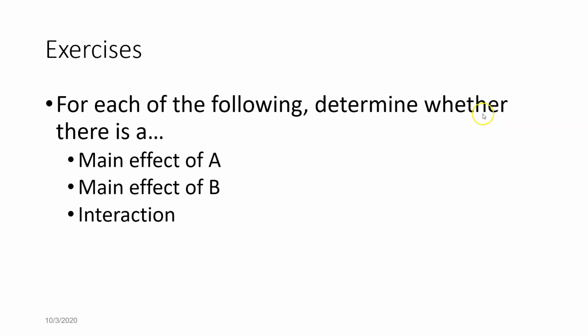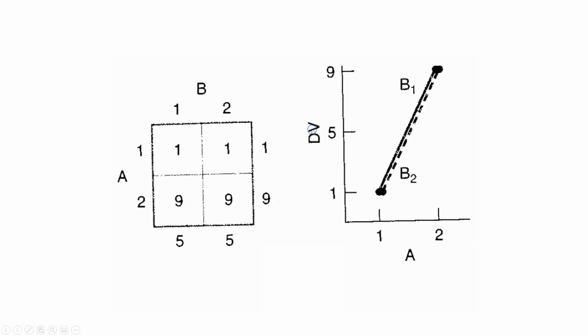Now I'm going to go through some additional exercises. For each of the following, I want you to determine whether there is a main effect of A, a main effect of B, and an interaction. For each of these, I'm going to show you a table like this and a graph that shows the same data. So this is A level 1, A level 2, B level 1, B level 2. To make it more concrete, you can imagine these as other variables, like for instance, we talked about gender and dosage. So this could be males and females. This could be low dose and high dose.